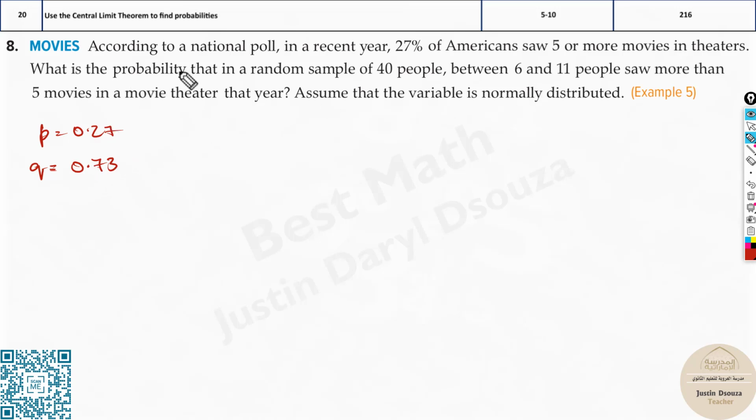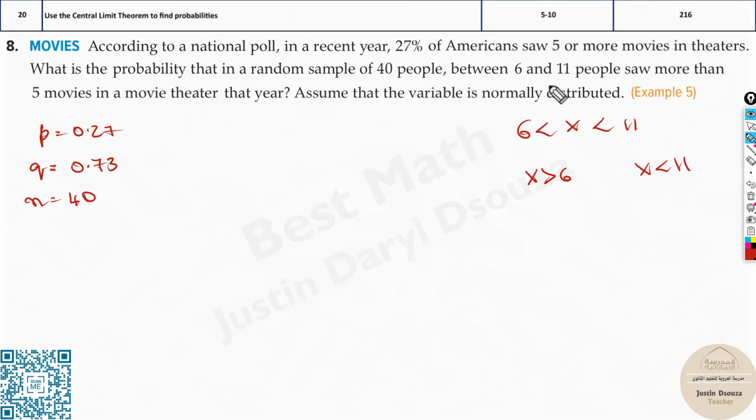And then what is the probability that in a random sample, n is 40? Okay. Between, what does between mean? Between means, see, x over here is greater than this number, whereas less than 11, the next number. Okay, this is what is happening. In other words, for the first instance, x is greater than 6. For the next instance, x is less than 11. Okay, this is what is happening when it's between.